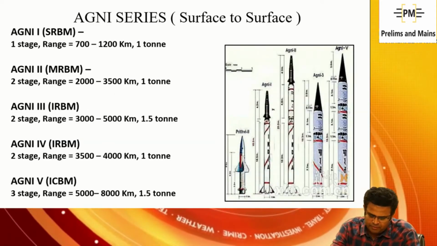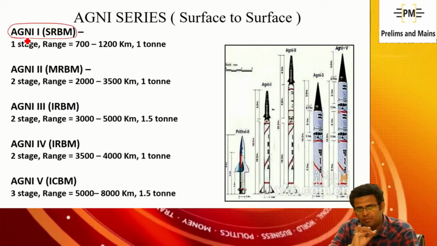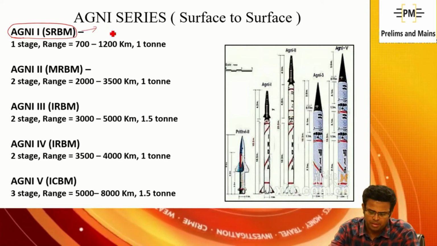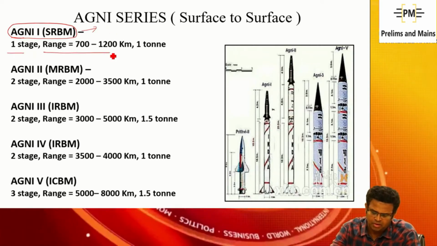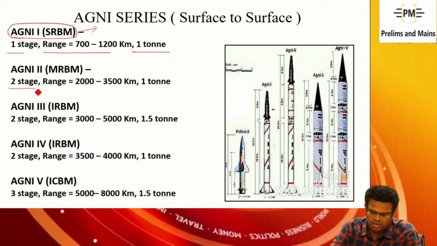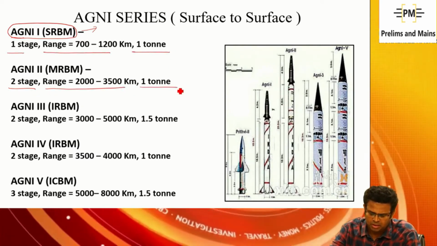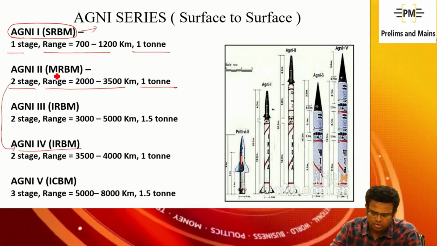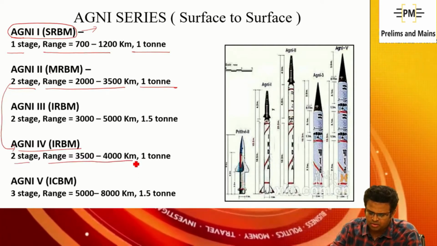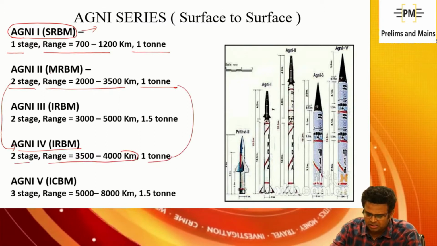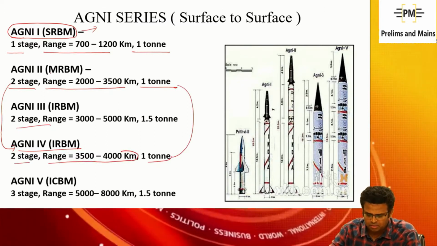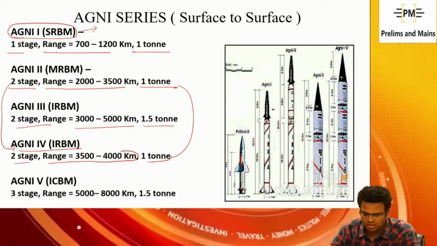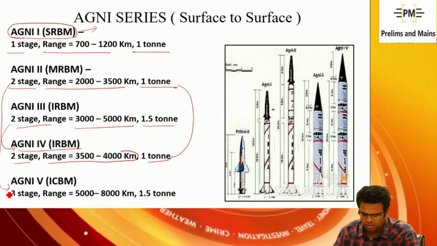So the concept I have given: Agni 1 is an SRBM, and I said it is also an MRBM, with a range of 700 kilometers and 1 ton payload. Agni 3 is 2-stage, range 2,000 to 3,500 kilometers, 1 ton. Agni 4 is an upgraded version of Agni 2, 2-stage, range 3,500 to 4,000, 1 ton. But Agni 3 is also 2-stage, range 3,000 to 5,000, 1.5 ton. I have added one more stage, and it became 5,000 to 8,000.